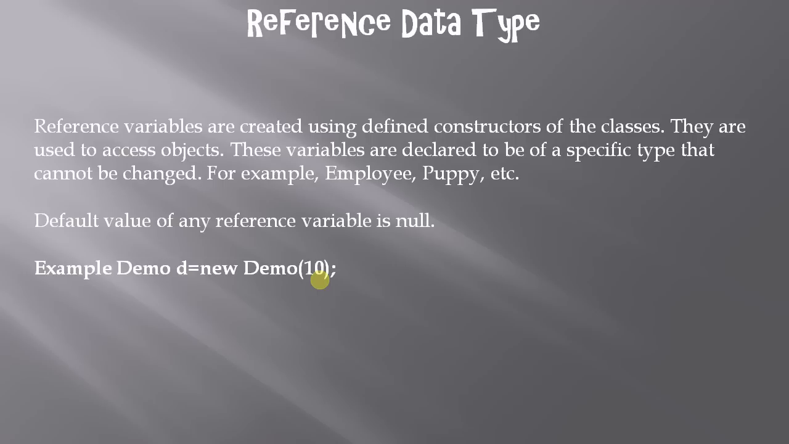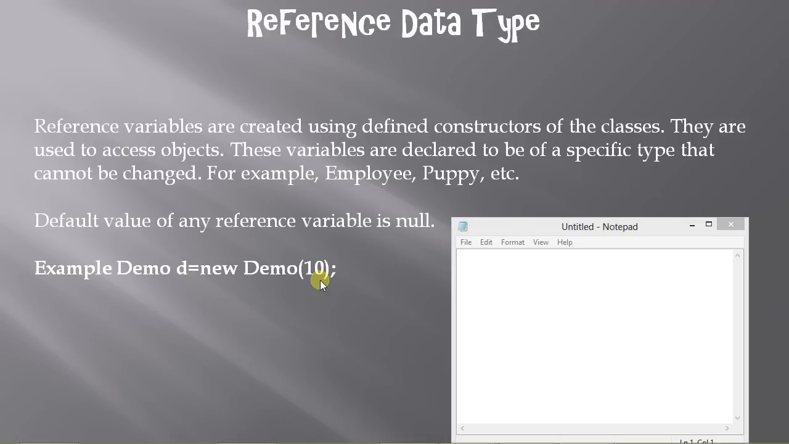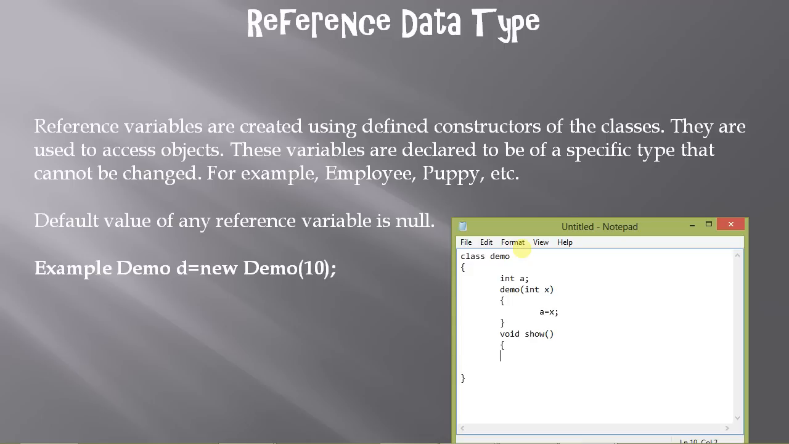So let's build it. Opening notepad, and here class Demo. Here int a, and Demo, here int x. Now assign the value of x to a, so a equal to x. Okay, now we want a show method, so void show for displaying the value of a. System dot out dot print, and here a. Okay guys, so now let's create a class for the main method.